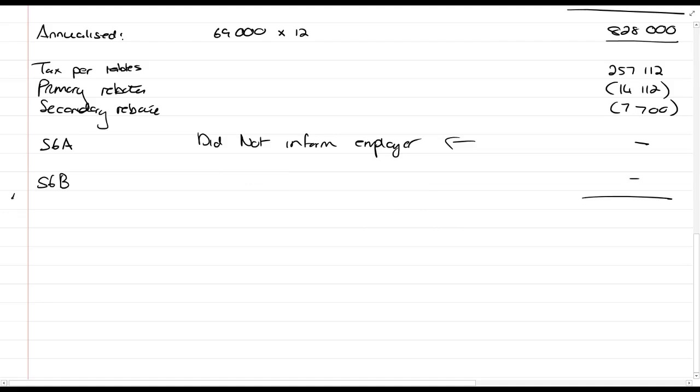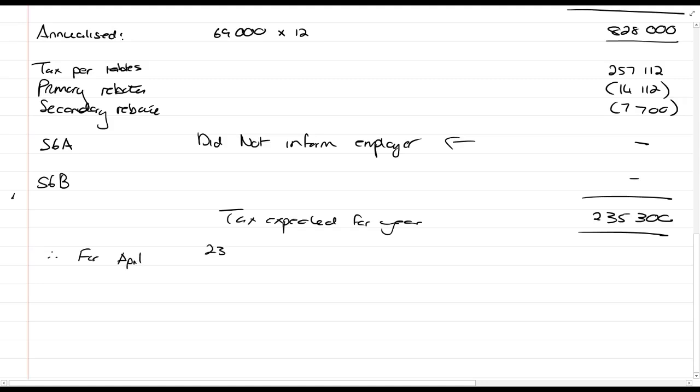Okay, so 235,300, that is the tax for the year. It's tax expected for a year. So thus for April it is the 235,300 divided by 12: 19,608.